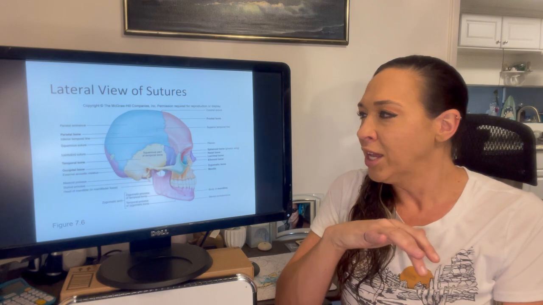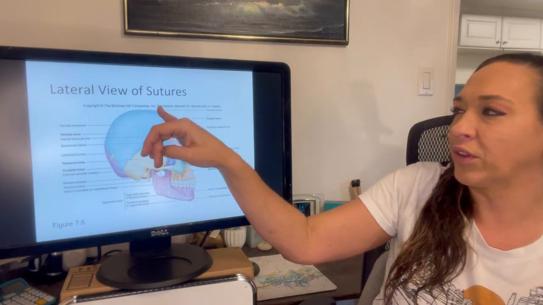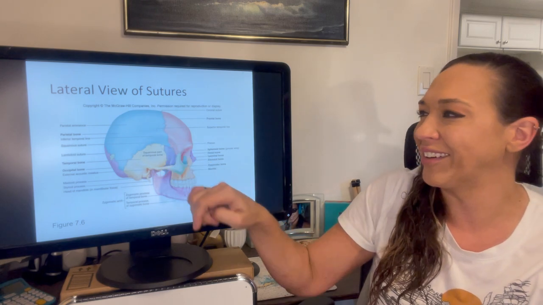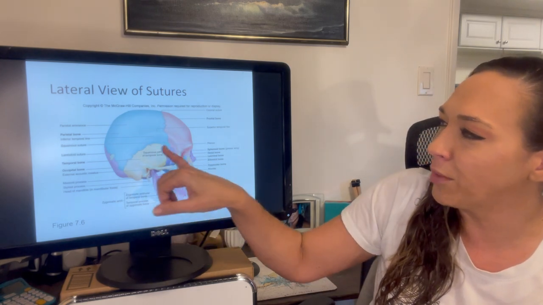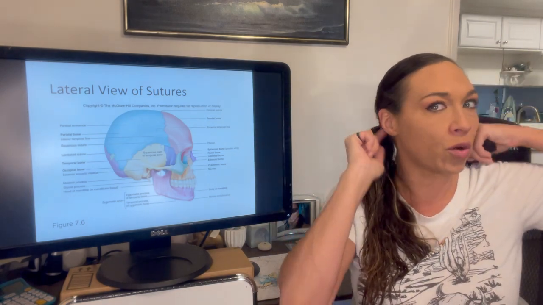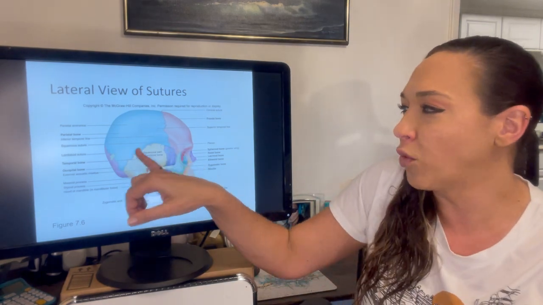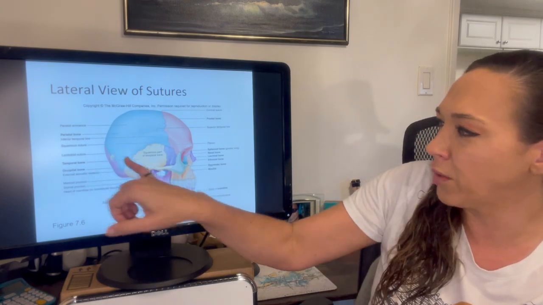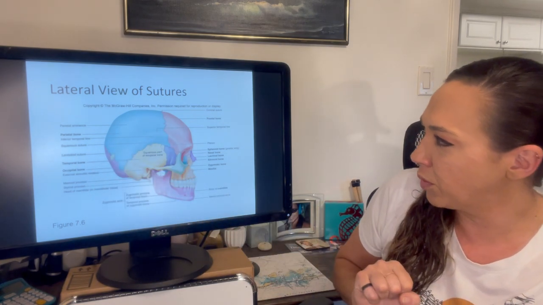Okay, looking at a lateral view right here, again, we've got the coronal suture coming down here. We've got that temporal bone right here with the squamous suture. So the squamous sutures are kind of going right over here, right over the temporal. We've got the lambdoid in the back here. I think that's pretty much all of those.